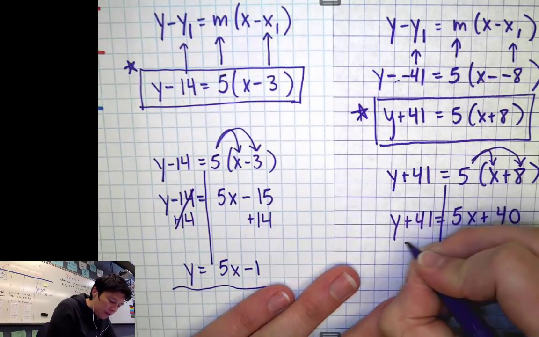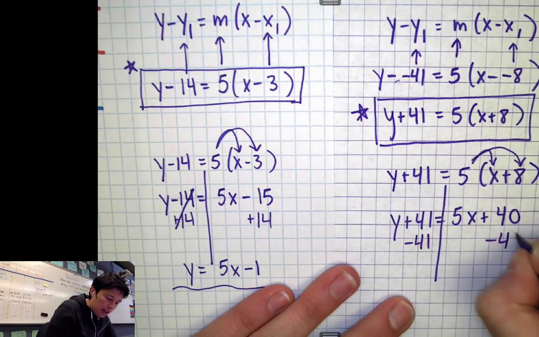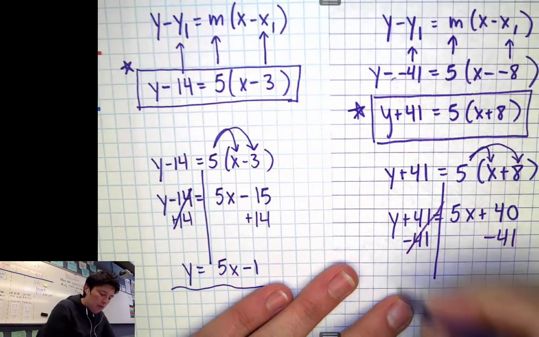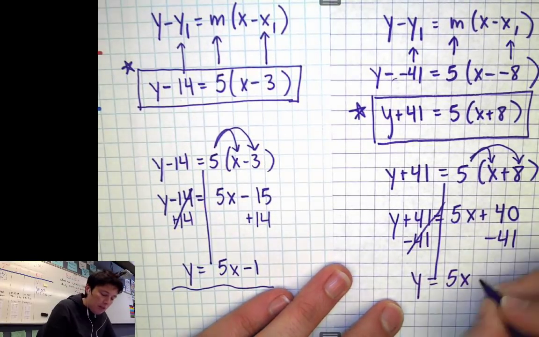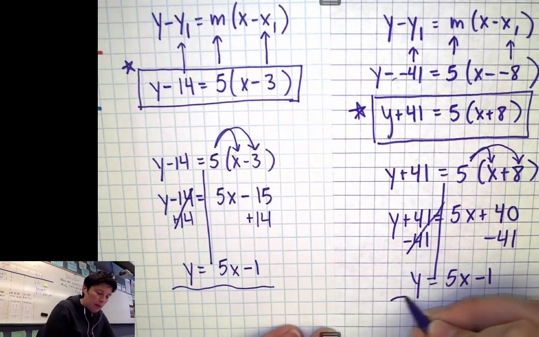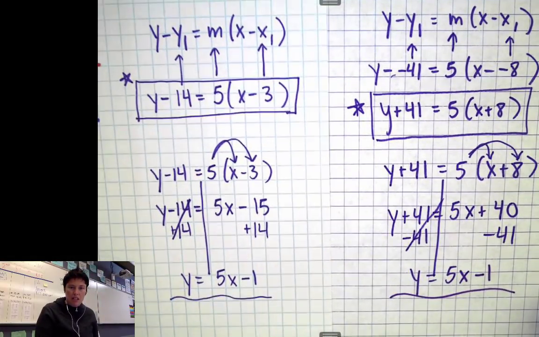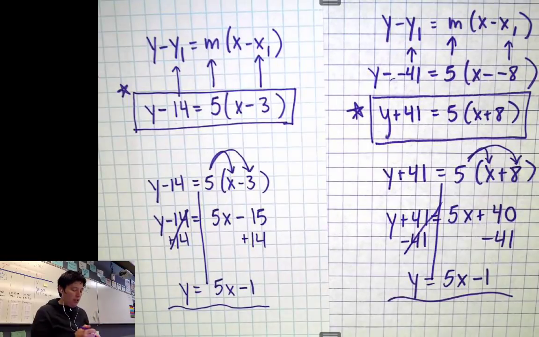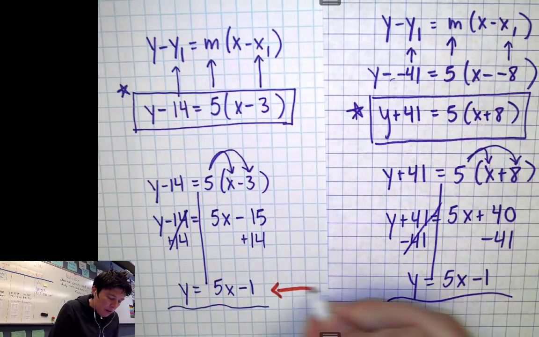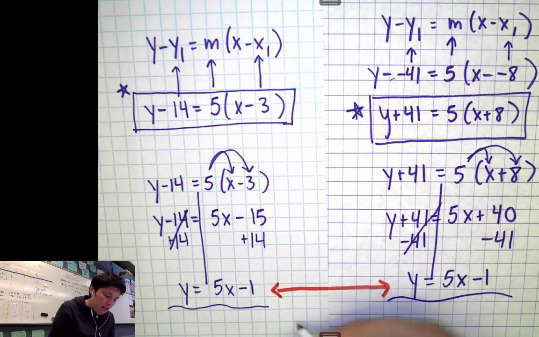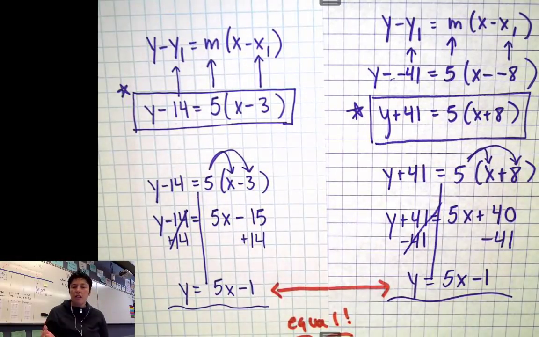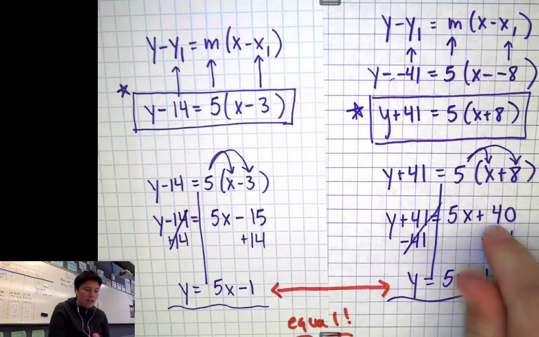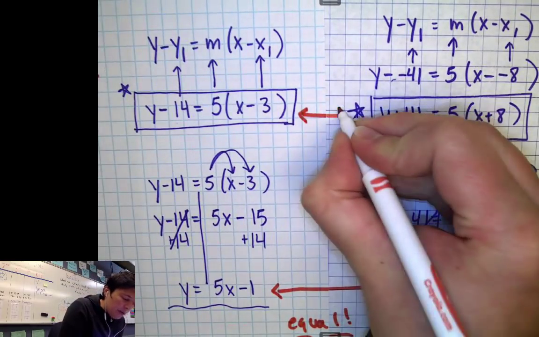I'm going to take that 41 away from both sides. Nice. So I'm going to get y equals 5x. And then 40 minus 41 is going to be a -1. There's my y equals mx plus b. Check this out. Here's my evidence that these are correct. I ended up at the end with the exact same y equals mx plus b. They're equal to each other. And that is a really good sign, because if they weren't equal, then I'd be like, wait a second, these aren't the same thing. That means these are equal to each other.